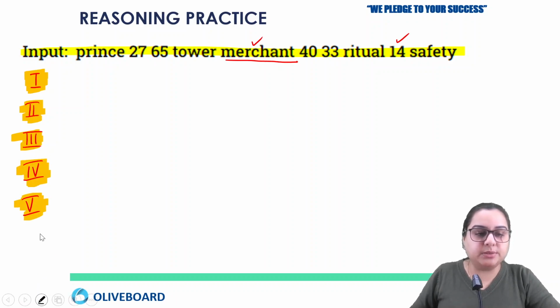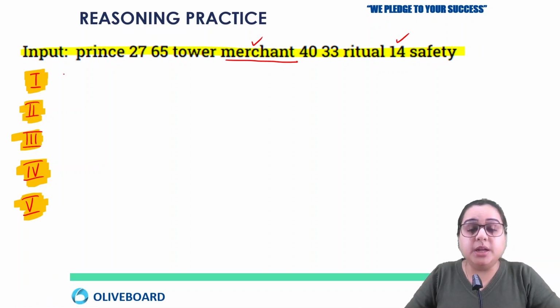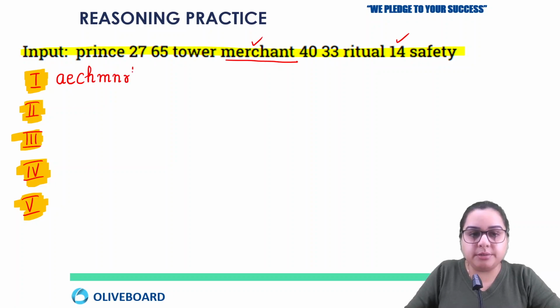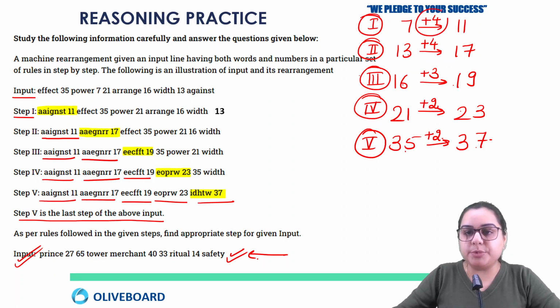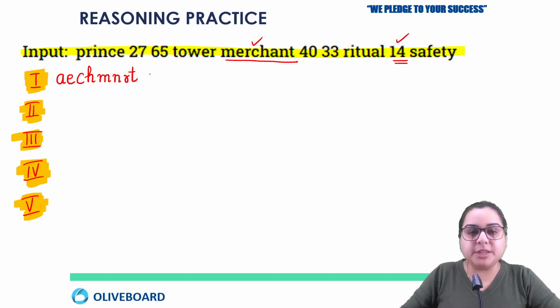So these are the 5 steps which will be here. Initially I have to arrange this merchant. So it will be A, the first vowel, and the second vowel is E. Then let's write all the consonants: C, H, M, N, R, T. After that, on this number 14, we have to do plus 4. In the first step, you can see it is plus 4. So 14 plus 4 will be how much? 18.